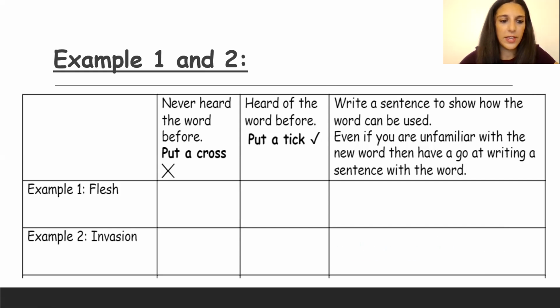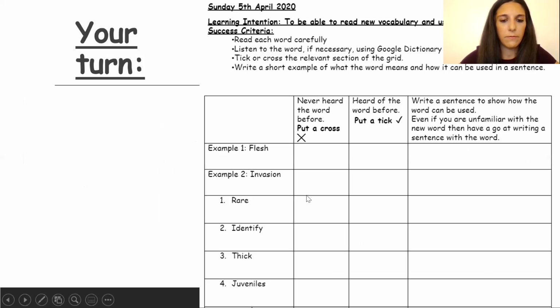So your turn now. You are going to finish from number 1 all the way down the sheet, the rest of the vocabulary. So there are some examples here. I've only got half the sheet on the screen. And if you've heard of the word before, remember, put a tick. If you haven't heard of the word before, that's absolutely fine. You're going to just put a cross, and then you're going to attempt to write a sentence.